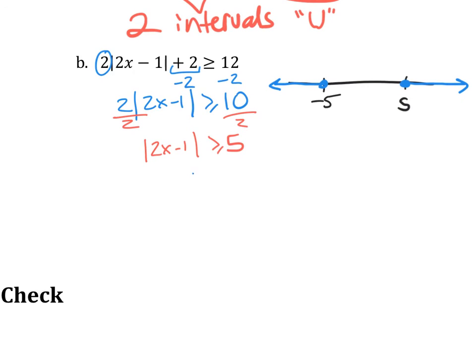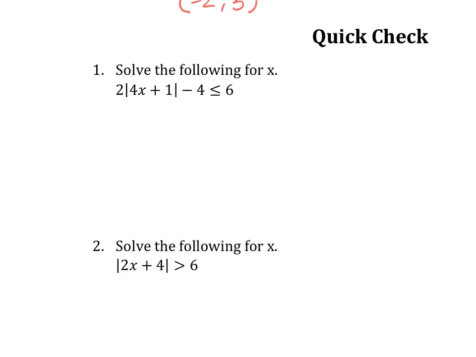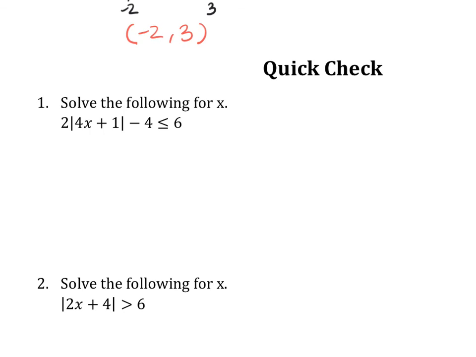So then we can split it up and write our two equations to mimic this graph here. So 2x minus 1 greater than or equal to 5, and 2x minus 1 less than or equal to negative 5. Again, flip both signs. Okay, and then from there it's just a matter of solving for x and getting your interval notation. So go ahead and finish letter B. And then there's just a couple quick check questions and a self-assessment, and bring any questions you have to the Google Meet.